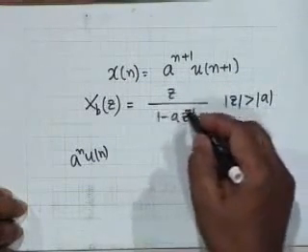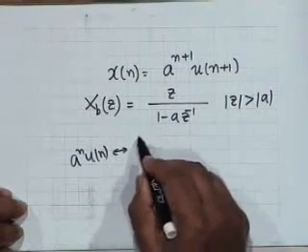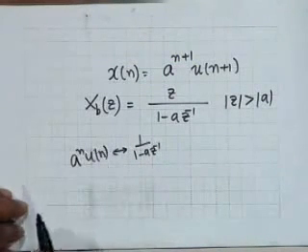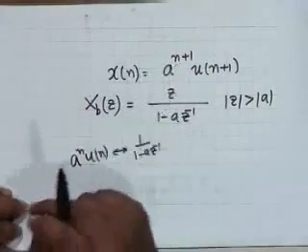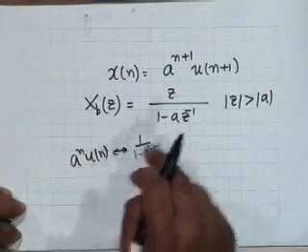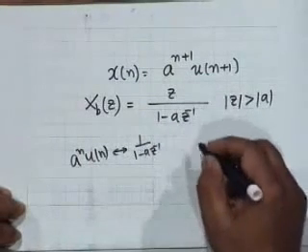You understand how we got this? a to the n u of n is 1 by 1 minus a z inverse. So if you change n to n plus 1, then you have to multiply by z. If you have changed n to n minus 1, then you have to multiply by z inverse. Alright, so we get this.